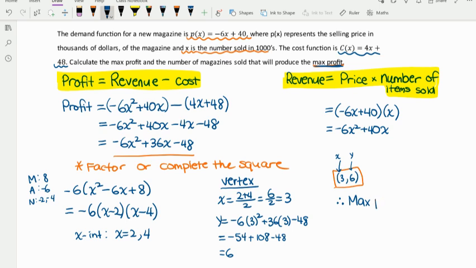So max profit is $6,000 because your price and all the money is in thousands of dollars, so $6,000 after selling 3,000 magazines.